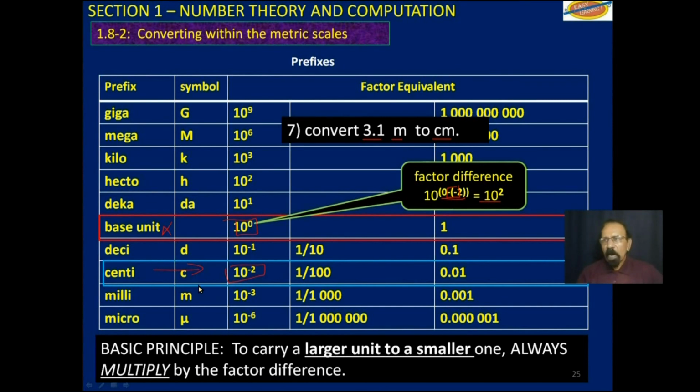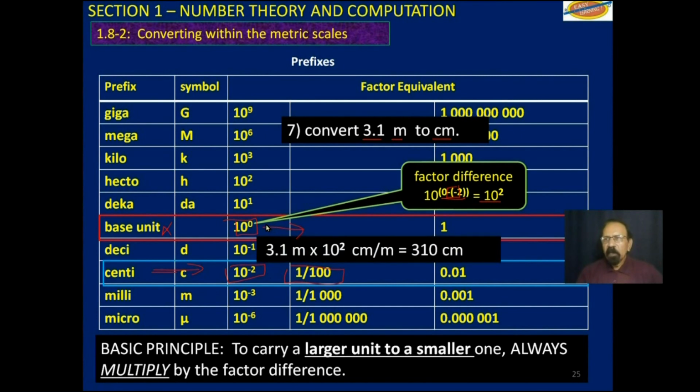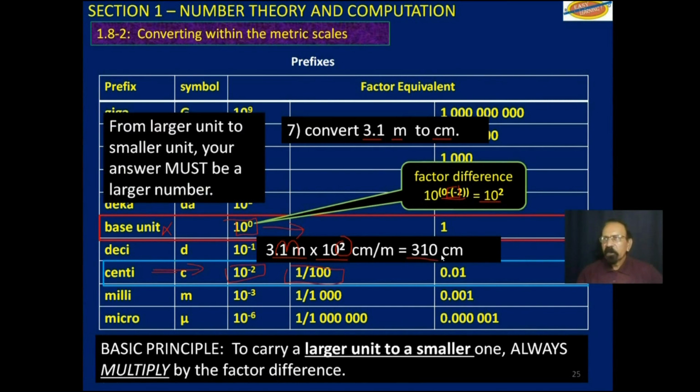It takes 100 centimeters to make 1 meter. So 3.1 meter multiplied by 10 squared. Now we are multiplying, so we'll shift this point 2 places to the right, 2 places, and so we get 310 centimeters. So you're going from a larger unit to a smaller unit. Your answer must be larger than the number you began with. So we began with 3.1 and we ended up with 310.